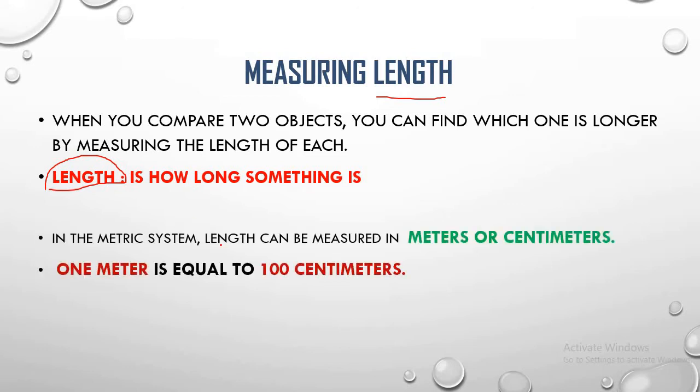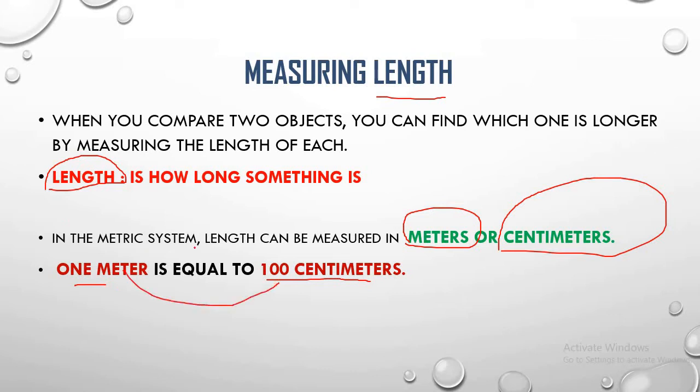In the metric system, length can be measured in meters or centimeters. 1 meter is equal to 100 centimeters. So again, length means how long something is.